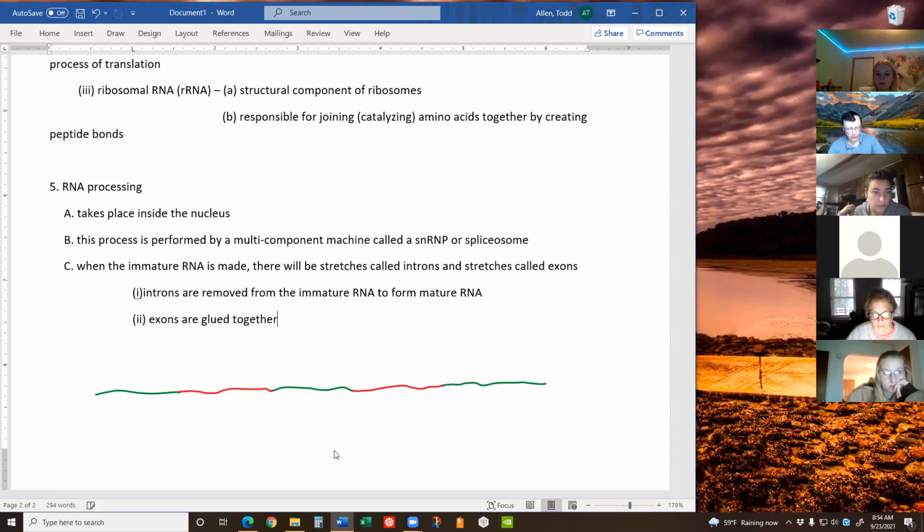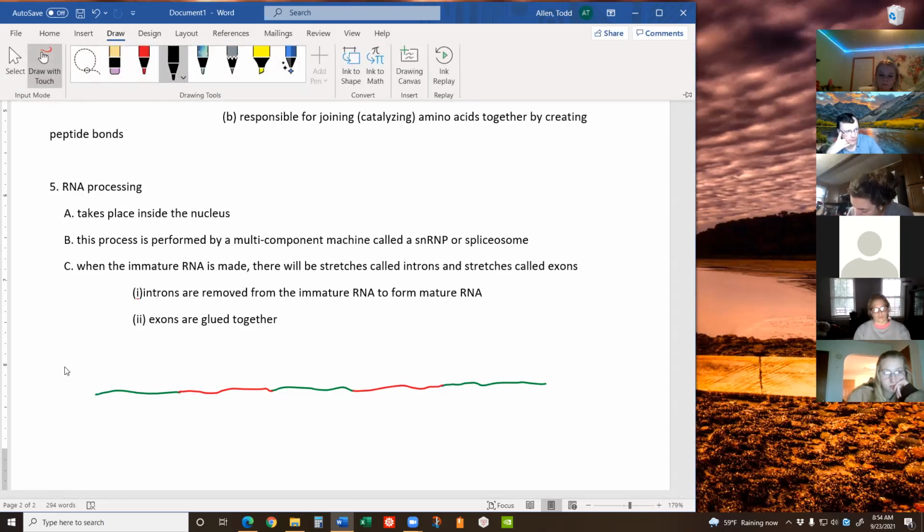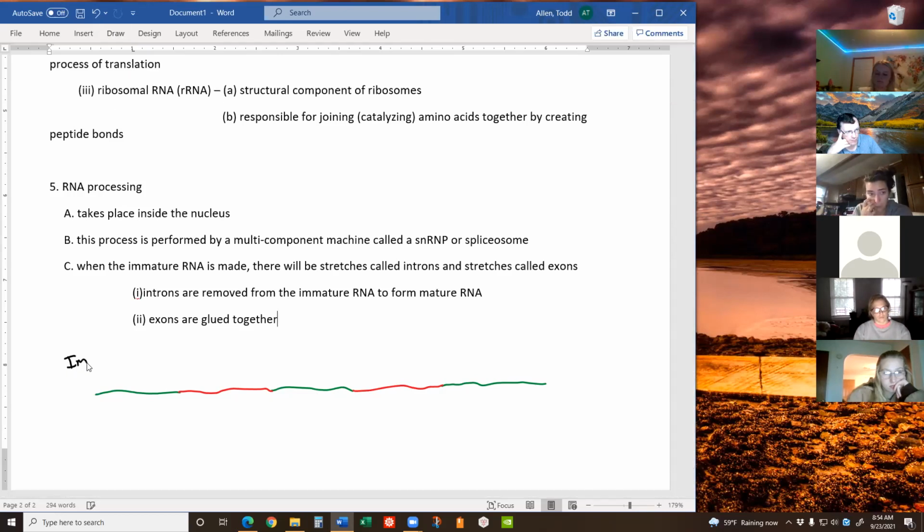Okay, so I'm using color coding to suggest that there are different sections of the same physically continuous molecule. So I'd have immature RNA here. And I could have exon 1, intron 1, exon 2, intron 2, exon 3.